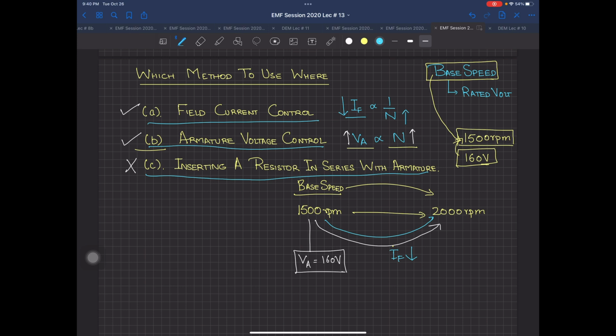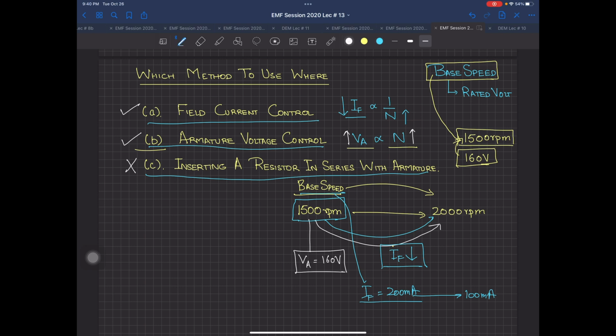And decreasing the field current will do no harm, because even if the field current is flowing at the rated value at the base speed, decreasing it has no adverse effect. At base speed, supposedly your field current was equal to 200 milliampere. Even if you make it 100 milliampere or some intermediate value, you can increase your speed from 1500 RPM to any other value, such as 2000 RPM. This means that the field current control method is used for speeds where you want to go beyond your base speed to a higher speed.